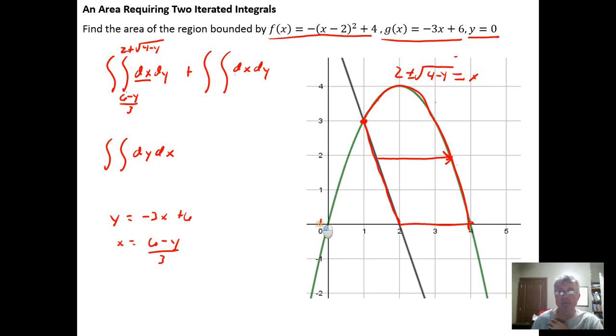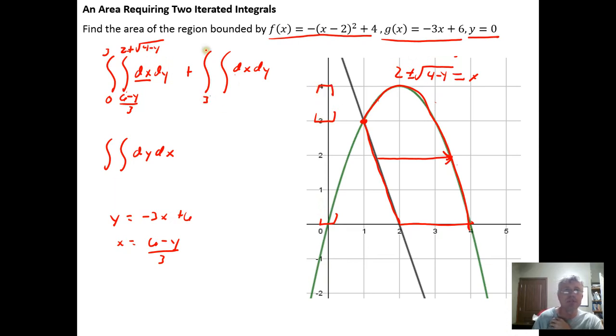Well, that happens when we're running from y equals 0 to y equals 3. So here's the y interval running from 0 to 3. And then the rest of it is handled over the y interval from 3 to 4.